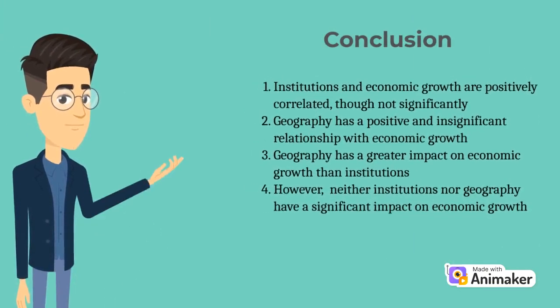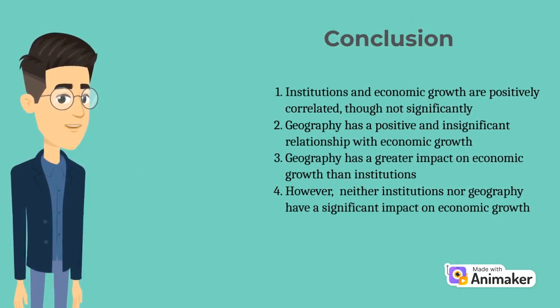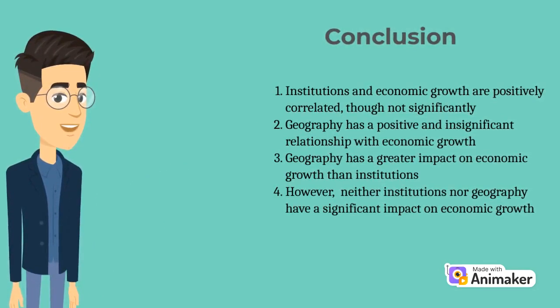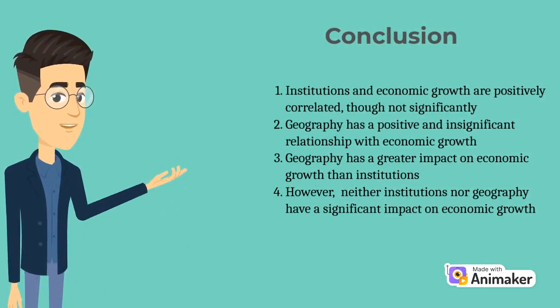The conclusion: there is a positive but not significant relationship between institution and economic growth. Geography has a positive and insignificant relationship with economic growth, but it has a negative correlation in the Asian and African samples. According to the findings of the four samples, geography has a greater impact on economic growth than institution. However, the findings of this paper indicate that neither institution nor geography has a significant impact on economic growth in this time period.